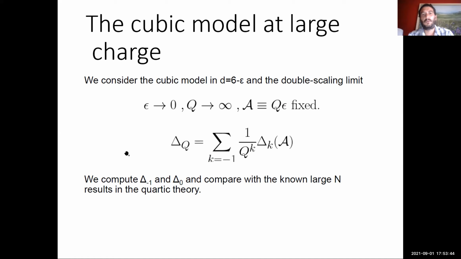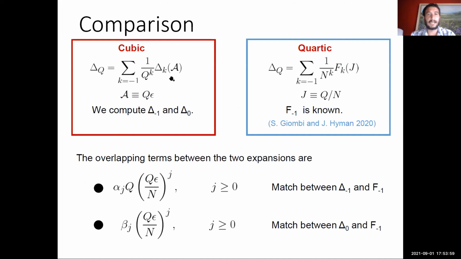In particular, we computed delta -1 and delta 0, and we compare the results with the known large n results in the quartic theory. How this comparison is performed in practice: on the cubic side, we consider this double scaling limit. We have this expansion for the scaling dimension.